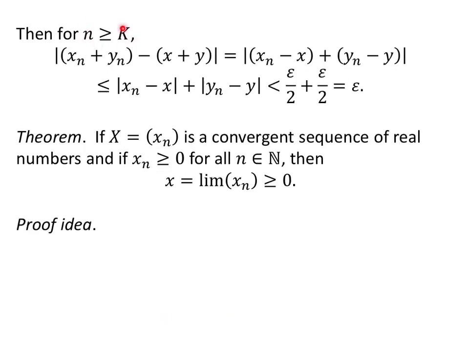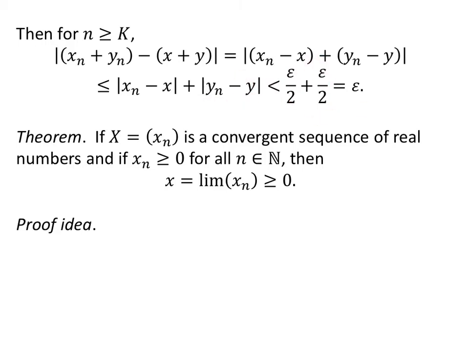Okay, when n is greater than or equal to k, I look at this difference. This is what I want to be less than epsilon. I rearrange the terms like I did before, x sub n minus x, y sub n minus y. I use the triangle inequality. You see that that comes up many times. This first term is less than epsilon over 2. The second term is less than epsilon over 2, so their sum is less than epsilon.